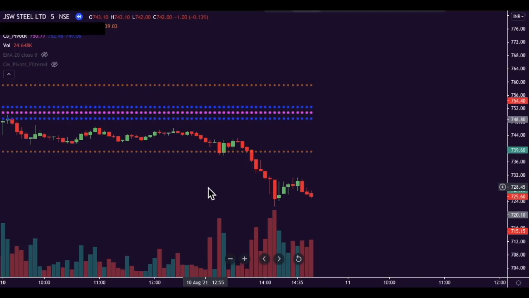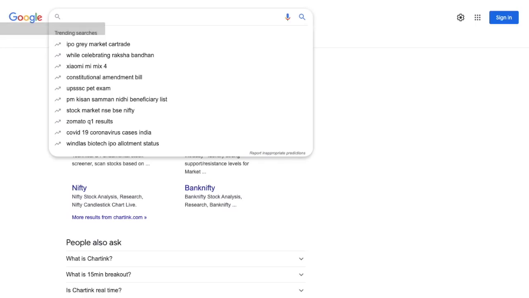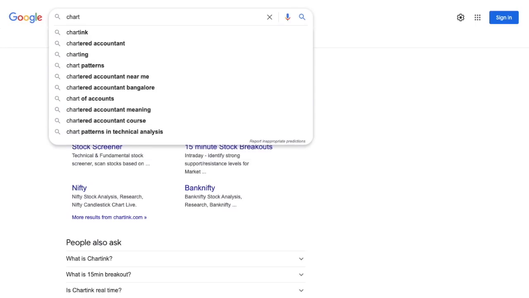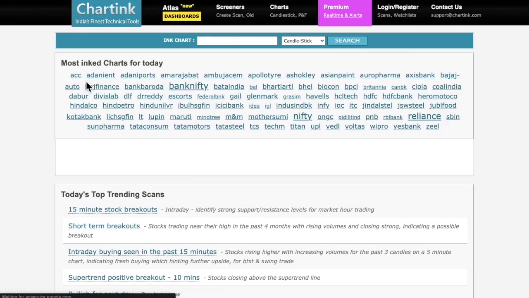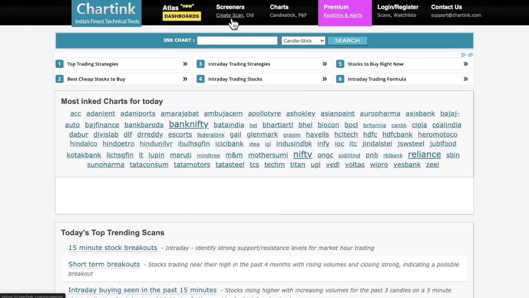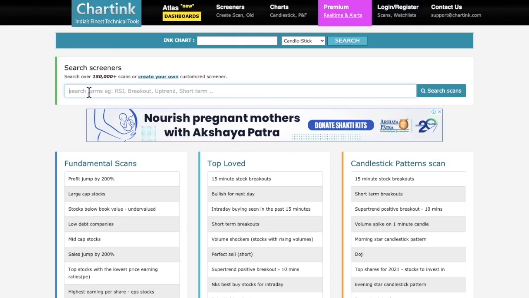Now traders, let us see how to find R1 S1 breakout stocks using a scanner. Just go to Google and type Chartink. It will take you to this page. Now click on this first link, chartink.com. So this is the home page. Now here, just click on scanners. Now to get R1 and S1 breakout stocks, just type our channel name, A and A Trading Blog. Once that is done, click on search scan.